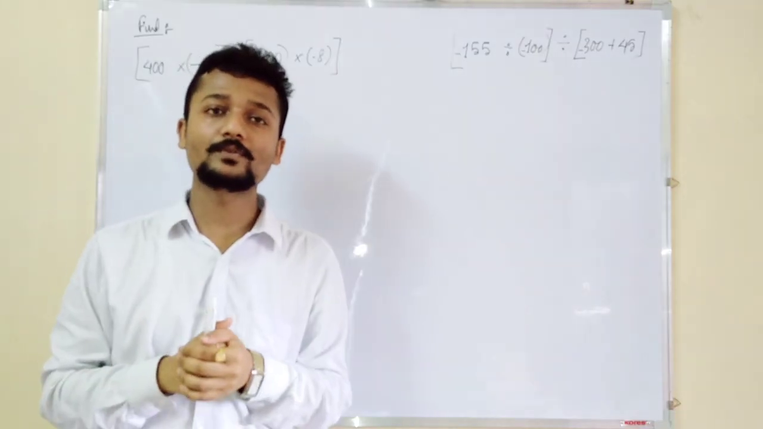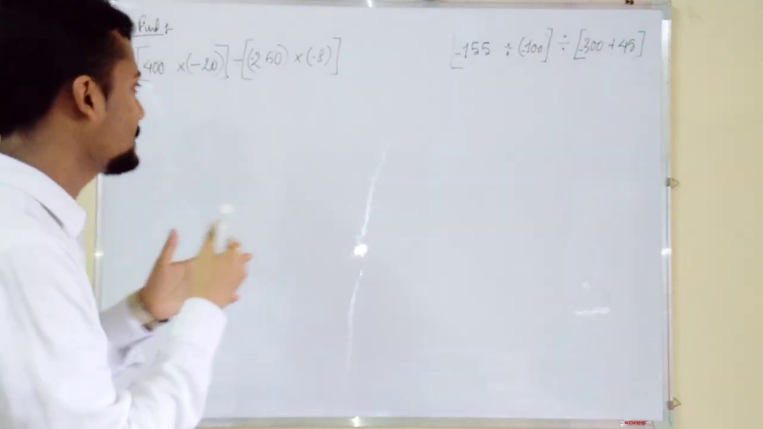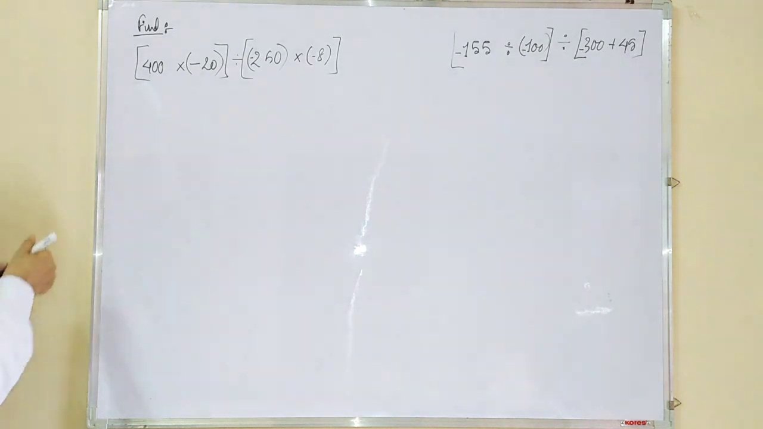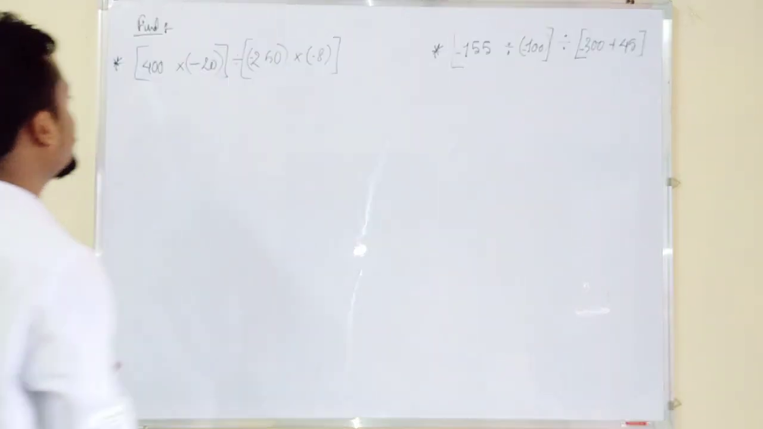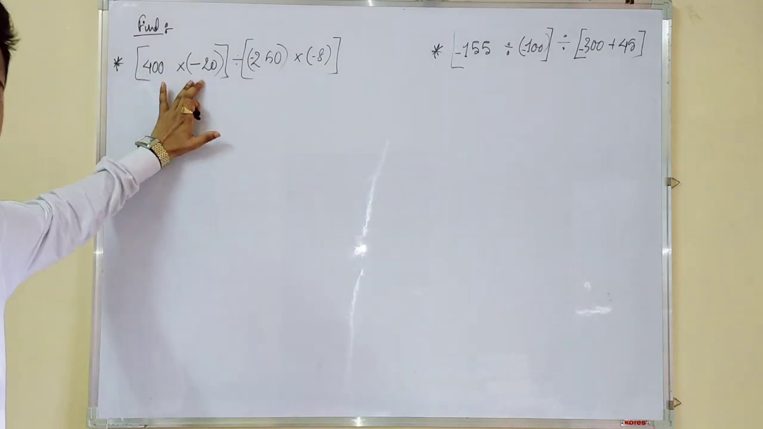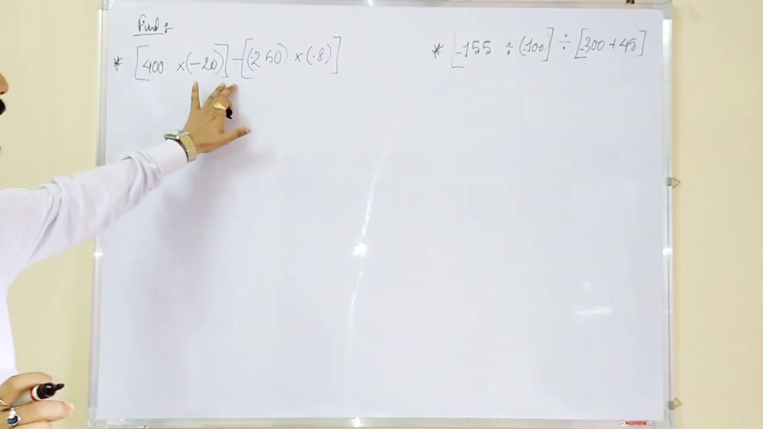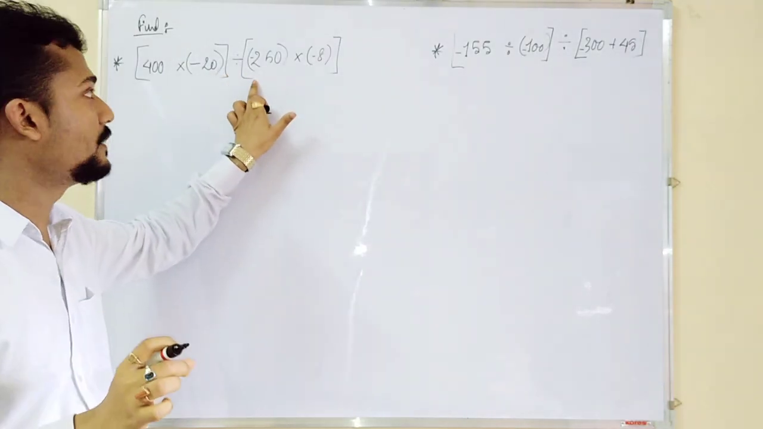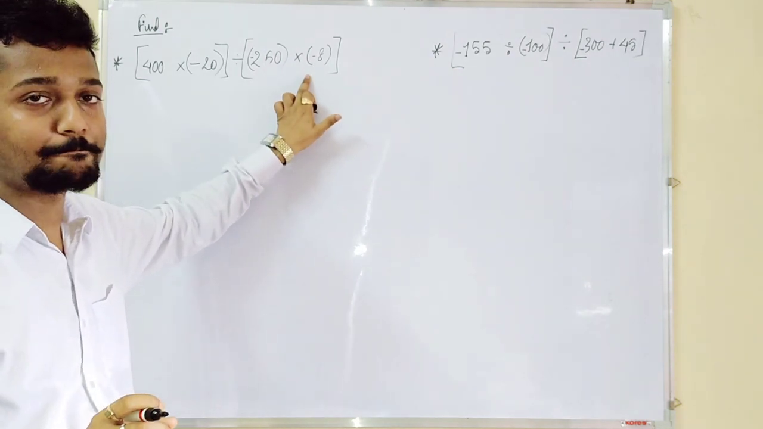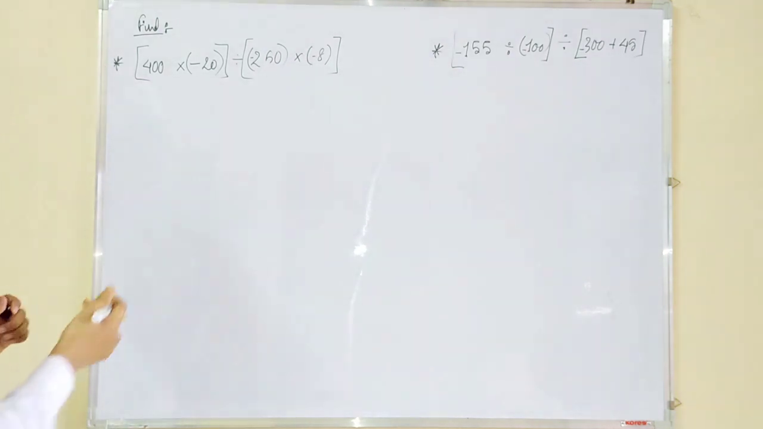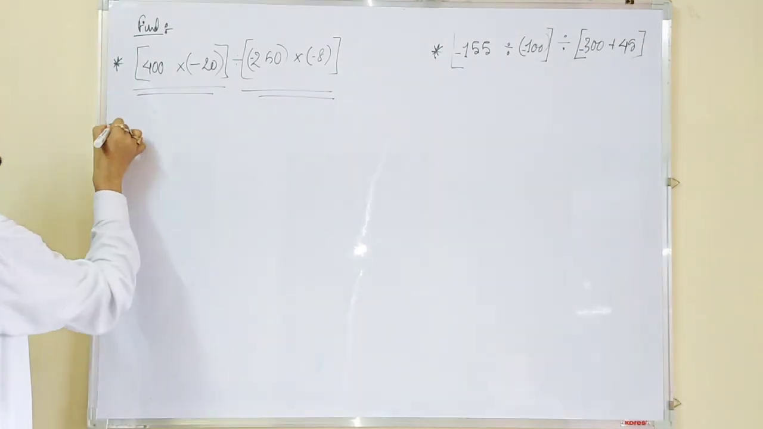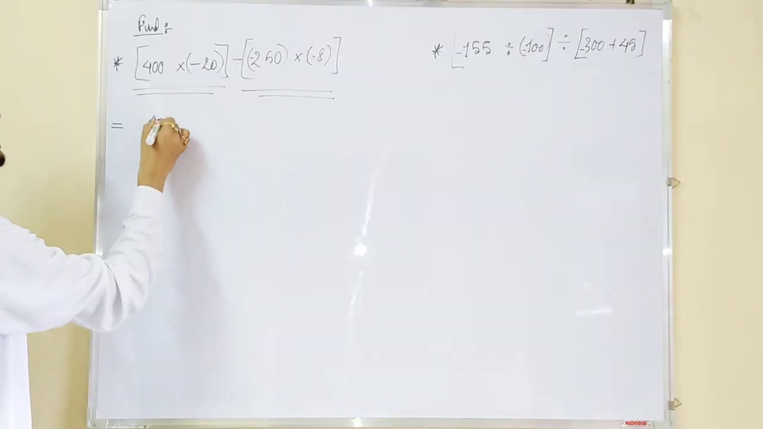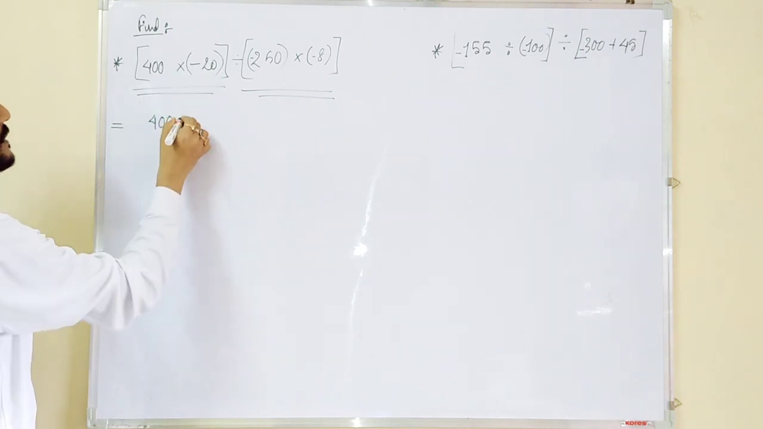So next we are going to do simplification. So let us see what is there in the first question. Two questions I have selected. So the first one is 400 into minus 20 divided by 250 into minus 8. Okay, so what we are going to do first, bracket comes first, that means we are going to do the bracket first.